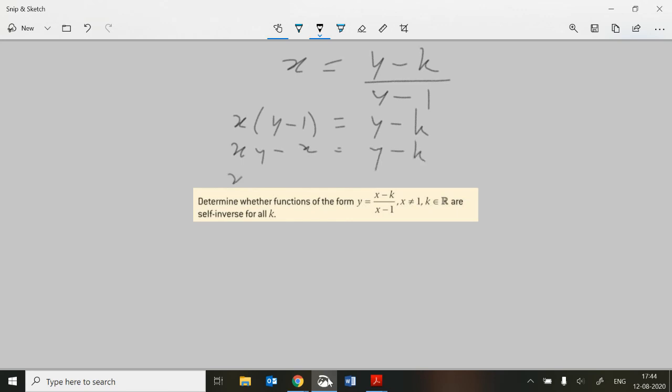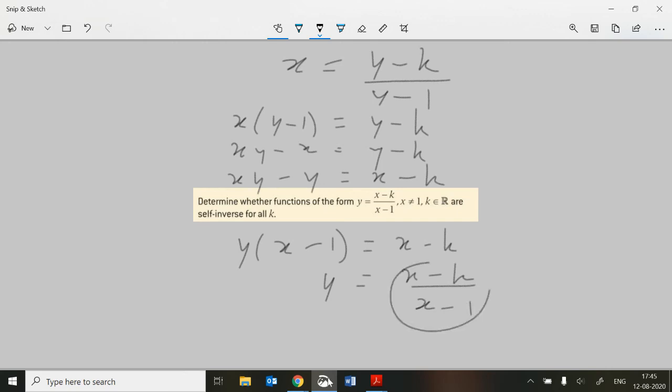And let's bring the y's together. We've got x minus xy equals y minus k. Factorize the y. Let's divide by that. So we're getting y is equal to x minus k over x minus 1. And there we go. We can see the function is the same as the original function. So we can say that this is both equal to f of x, and it's also equal to f minus 1 of x. Therefore, it is a self-inverse function. So that's pretty nice.